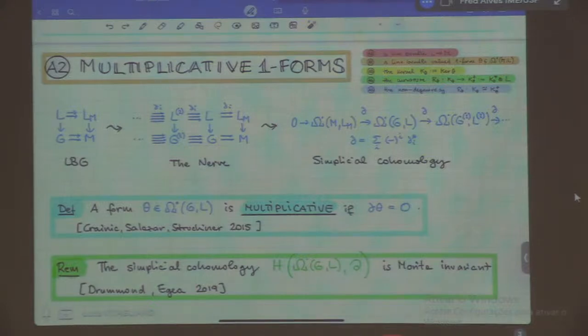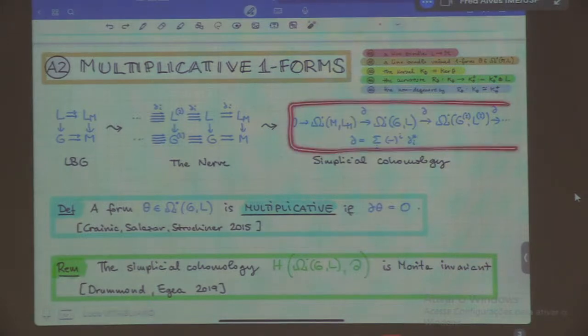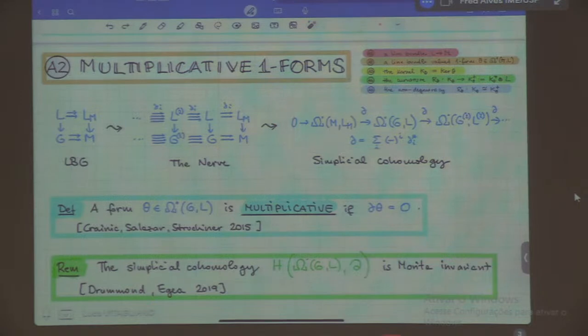Then we go stacky, and to go stacky, we look at the cohomology of the simplicial differential. And thanks to a theorem, this cohomology is actually Morita invariant. So actually, any such cohomology class is actually structured on the differentiable stack. So in other words, a stacky line bundle valued differential form on our stack is just a cohomology class in this.